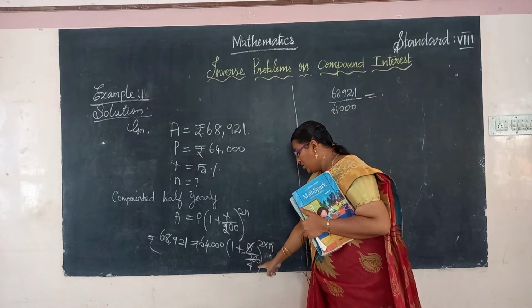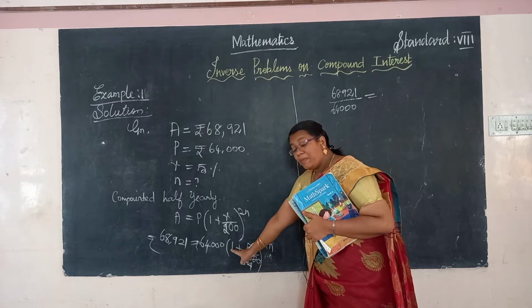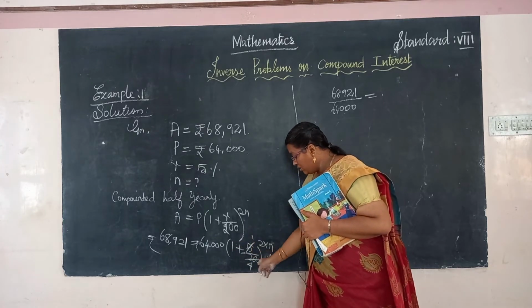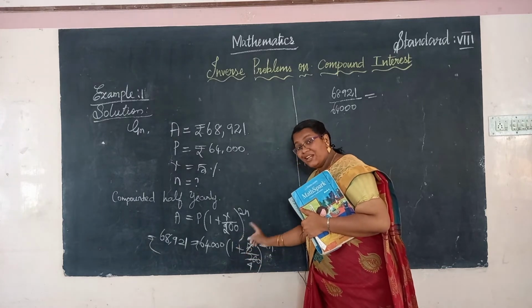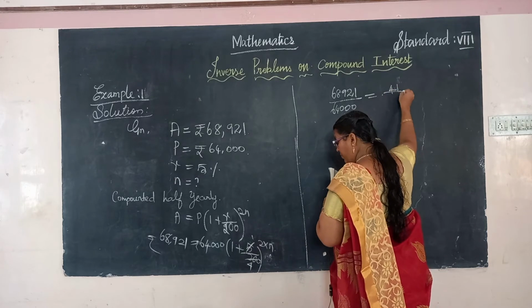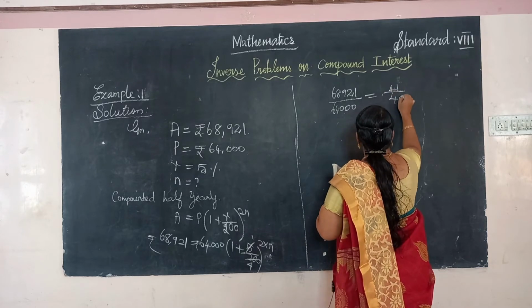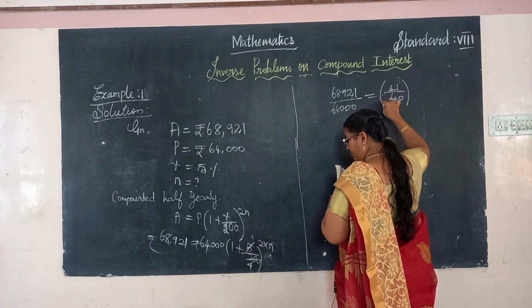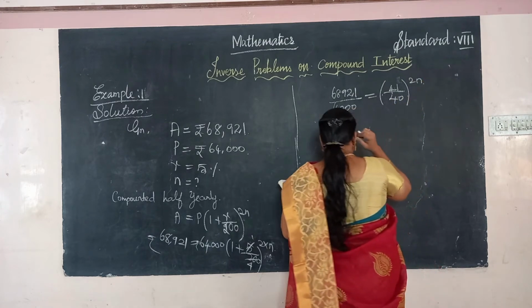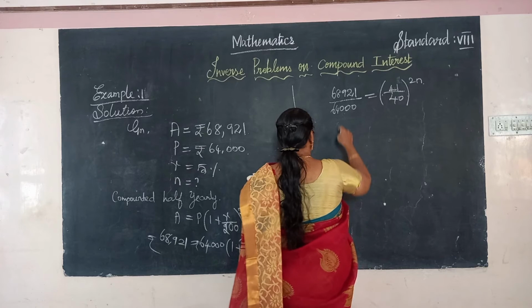What is remaining? 40 plus 1. 40 plus here 1. 41 is 40 plus 1. So 41 by 40 the whole power 2n.